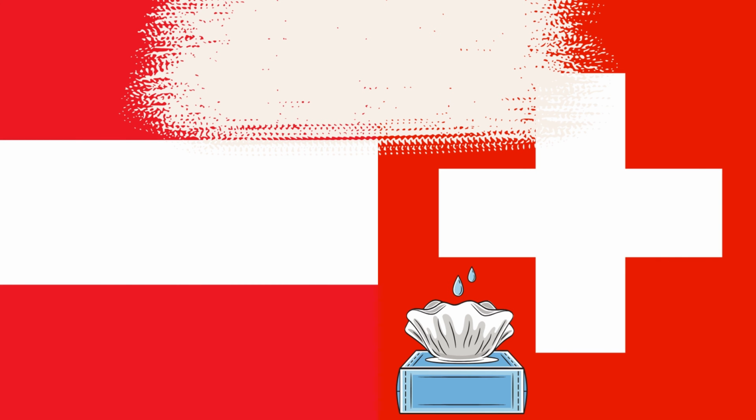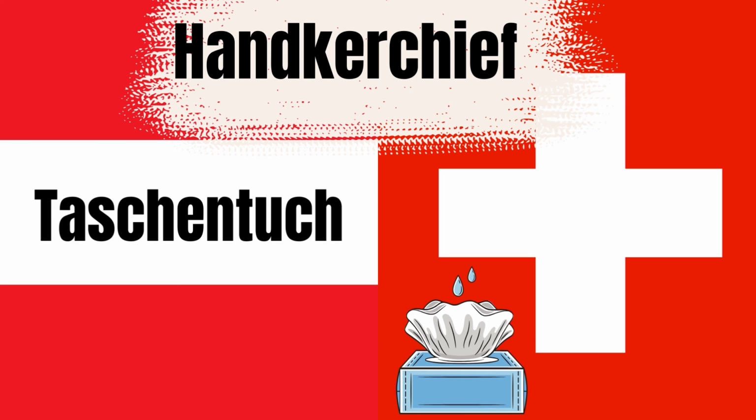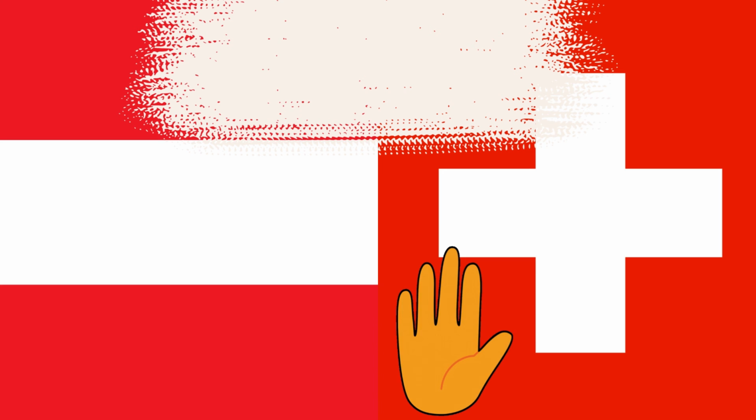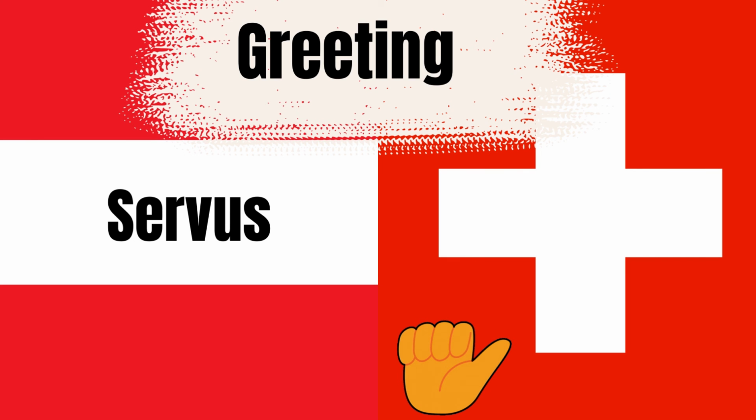Furthermore, there is a huge difference between Austria and Switzerland when it comes to the word handkerchief. Austrians mainly use the Standard German form Taschentuch. In Swiss German, we find the term Nostürchli. Finally, we cover another way to greet in Switzerland. In Austria, the word Servus is often used. In Swiss German, the greeting Salü is very common.